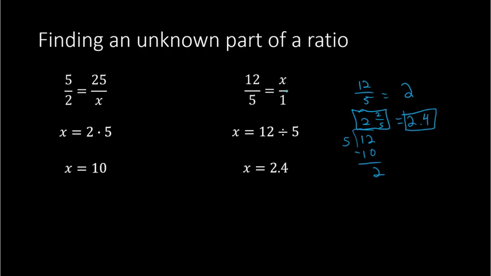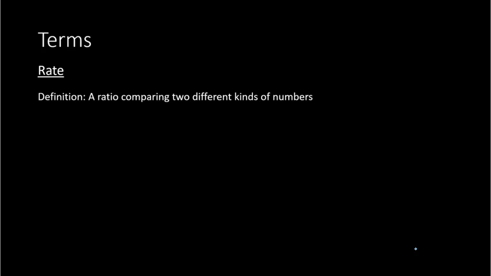Now there are times when you will want to write a ratio as something over 1, like we have here. So there's times you're going to want to do that. And when that happens, that's what we call a unit rate. First we have what's called a rate. A rate would be a ratio comparing two different kinds of numbers. So for example, we would use maybe miles per hour, like 100 miles within 2 hours. This is a ratio comparing two different kinds of numbers, where we have miles on the top and hours on the bottom.